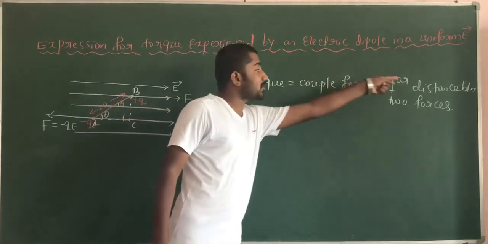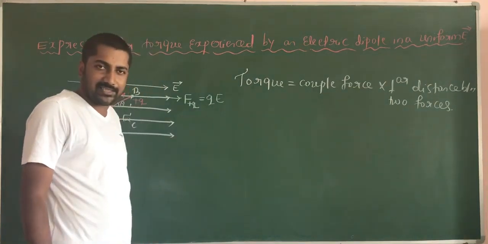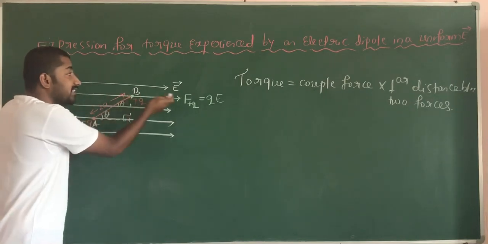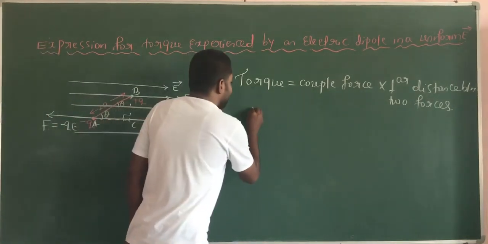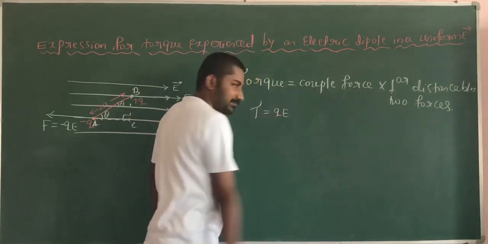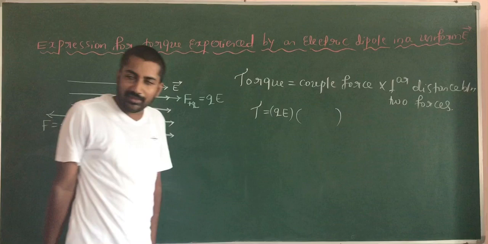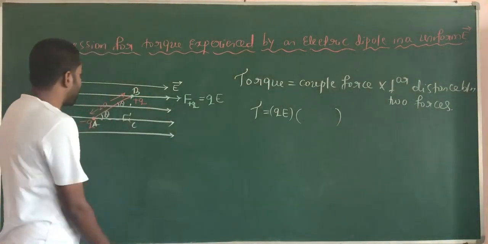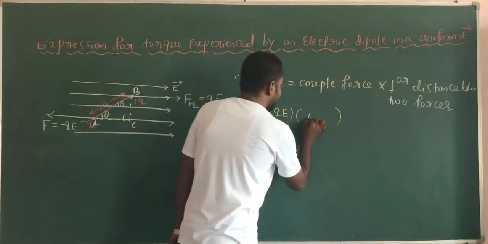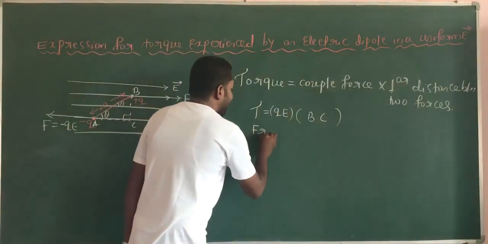Torque is equal to couple of force into perpendicular distance between the two forces. Here, the couple of force, that is F is equal to Q into E. These two charges are equal in magnitude but opposite in sign. Then I write torque, tau is equal to force F, that is Q into E, into perpendicular distance. The perpendicular distance is BC. Torque is QE into BC.